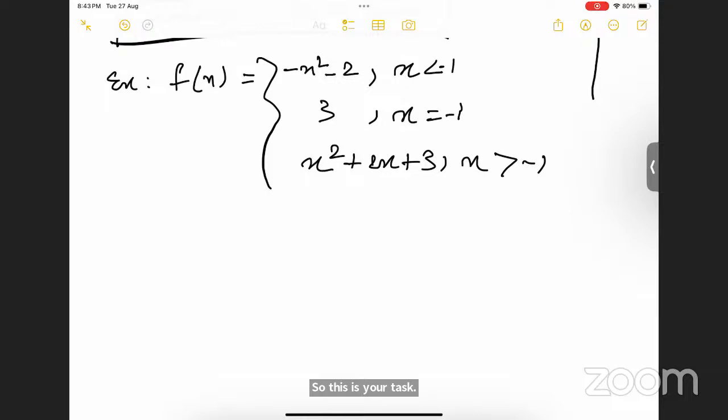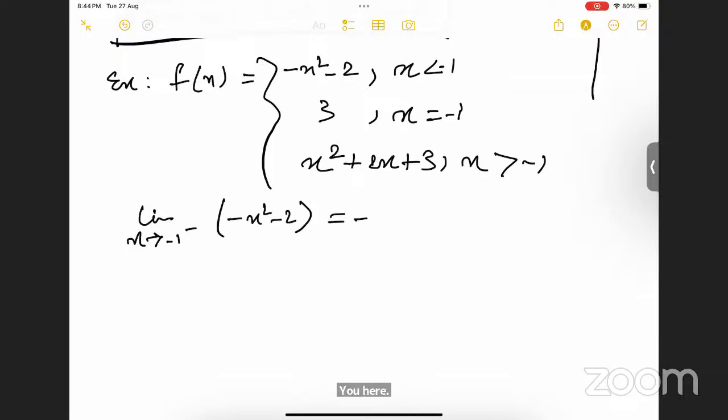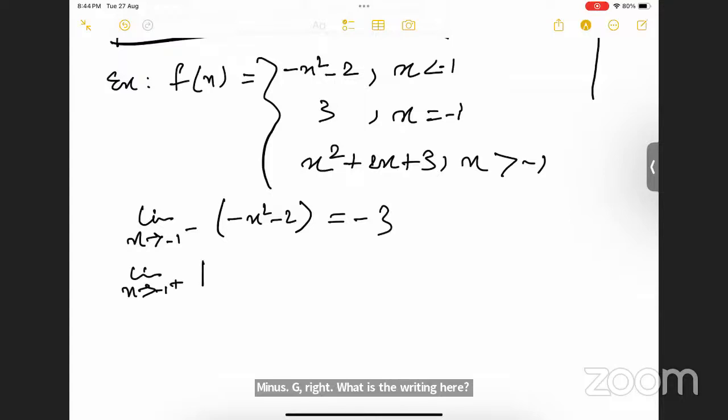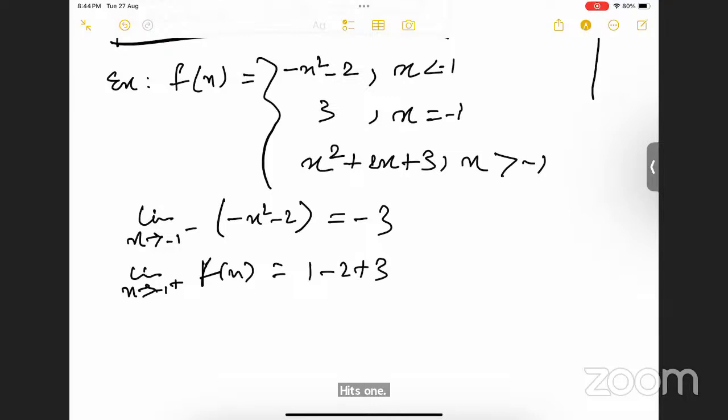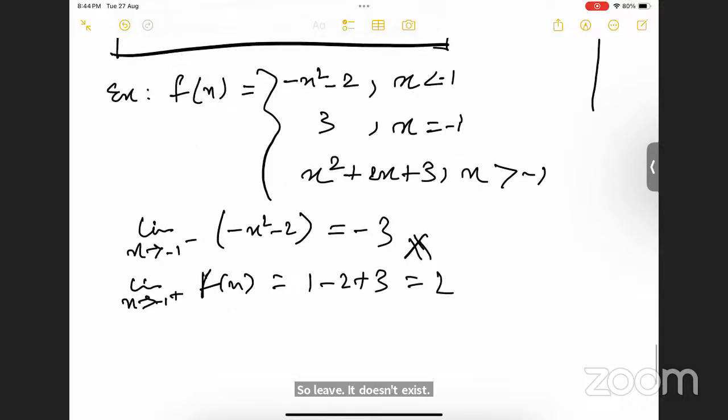It is not continuous. The limit does not exist. What is the left hand limit here? Minus 3. What is the right hand limit here? 1 minus 2 plus 3, that is 2. So clearly these are not equal, so the limit doesn't exist. If the limit doesn't exist, then obviously the function is not continuous.